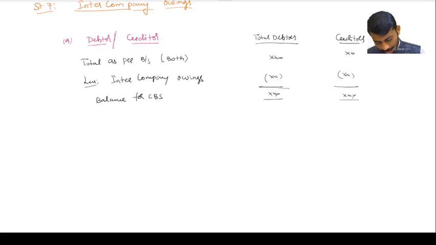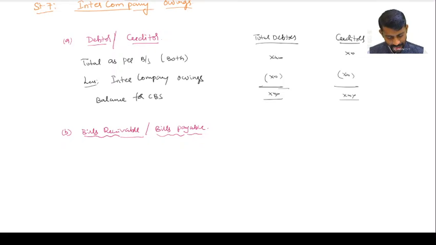Like next, let us go with B, bills receivable or bills payable. Are you understanding? Yeah. So here what you have to do is the same thing: total as per balance sheet, total debtors as per both the companies you have to take, and less the intercompany owings. Same treatment is the same as above.